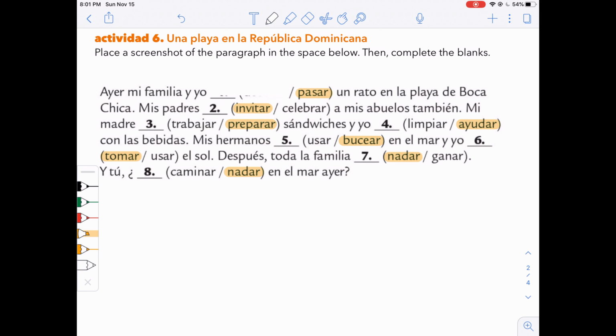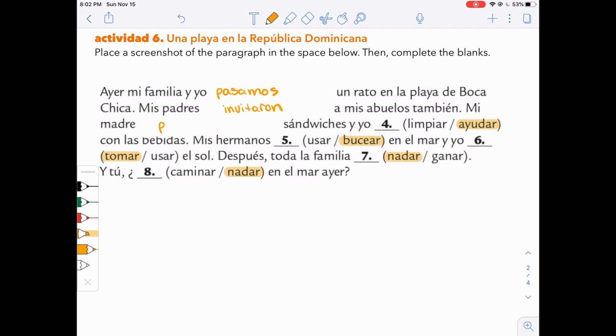So ayer mi familia y yo, that would be a nosotros, mi familia y yo, pasamos un rato en la playa de Boca Chica. Mis padres, so they invited, that's ellos invitaron a mis abuelos también. Mi madre preparó, because it's the ella ending. Remember an accent there. Sándwiches y yo ayudé.